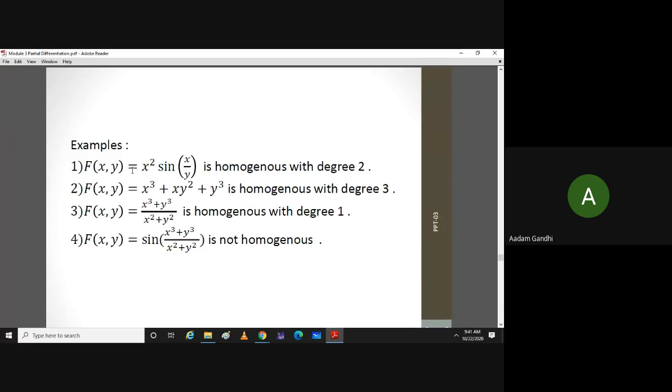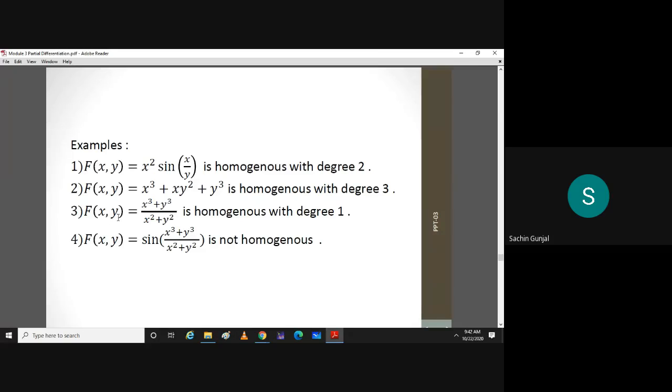All right. So second example, this is a polynomial which you have already seen. x cube plus xy square plus y cube is homogeneous. And what is its degree? If you replace x and y by tx, ty, what will be the power of t which will come out? 3. Okay, so this is homogeneous of degree 3.